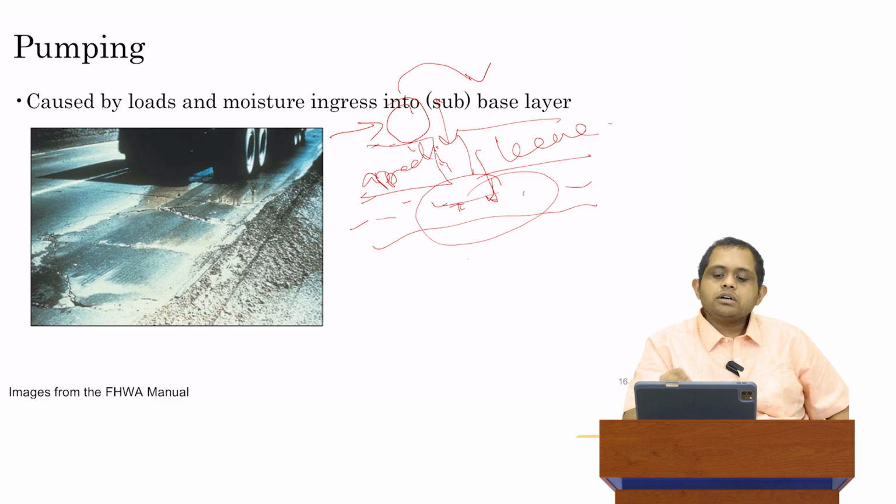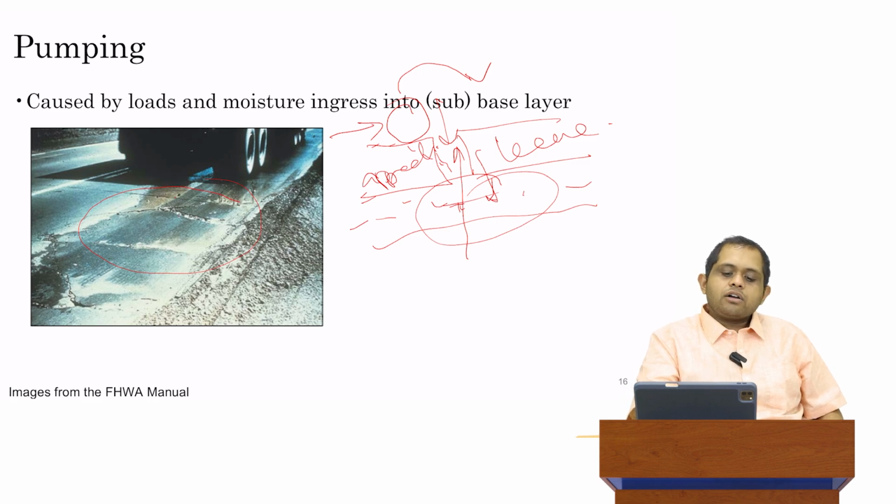That pore pressure in turn ejects the water out of the joint. So what you're seeing on the left over here, this diagram, is a crack which has formed. Pumping could happen at cracks, it could also happen at joints. But in this example, it's happening in a crack.